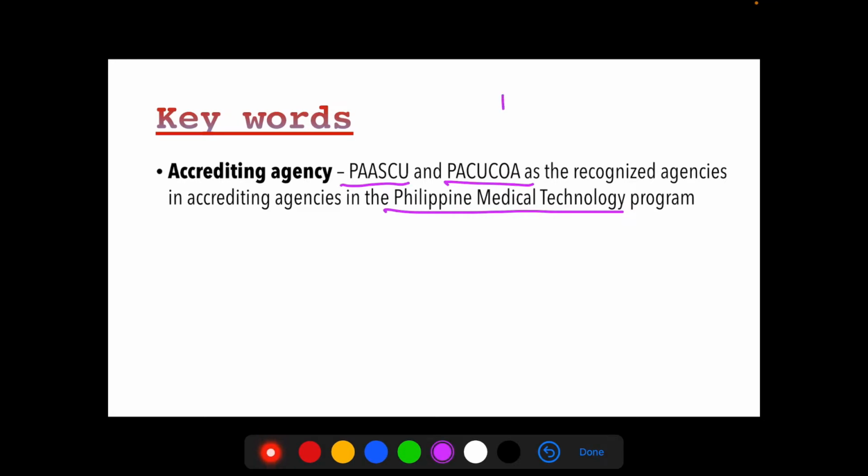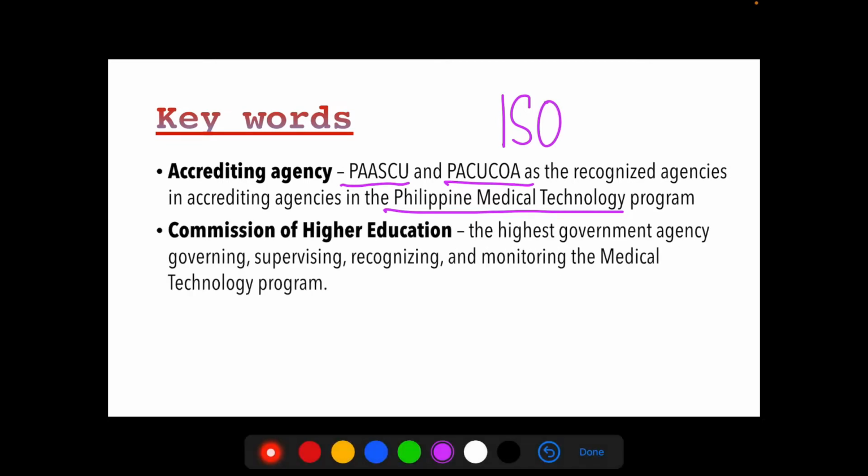And also, you might encounter another accrediting agency, the ISO. This one stands for International Organization for Standardization. Also, we have another term, the Commission on Higher Education. This is the CHED. This CHED is the highest government agency, and its function is, of course, to govern, supervise, recognize, and monitor the medical technology program.